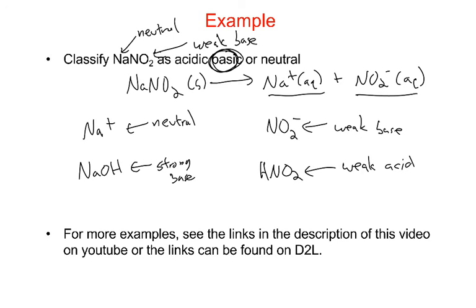All right, so this is just one example. But if you look in the description of this video on YouTube, you can find links to where I have lots more examples of both easy ones like this, where one's neutral and the other one is not. And I also have videos where the cation is acidic and the anion is basic. And I also have further examples where we can actually calculate the pH of these salt solutions.